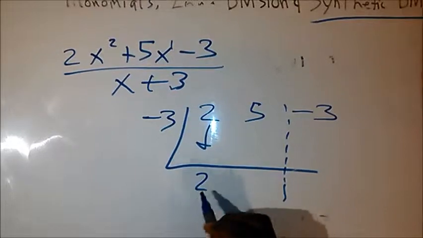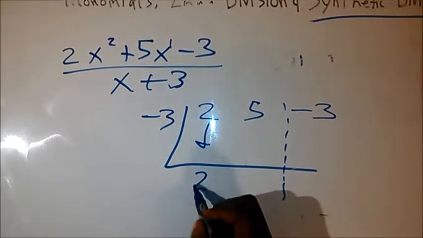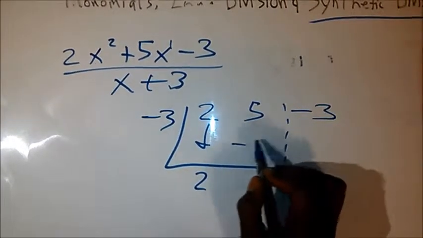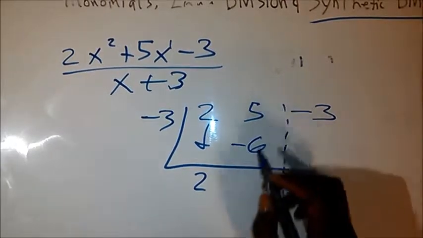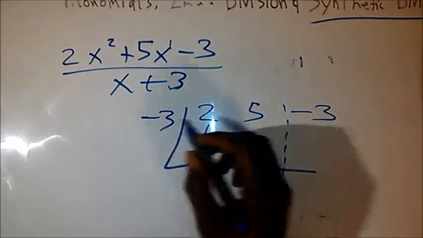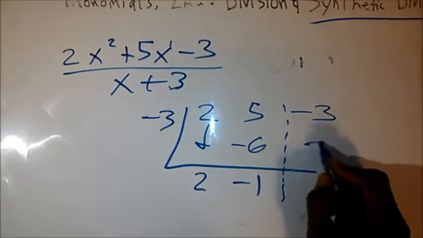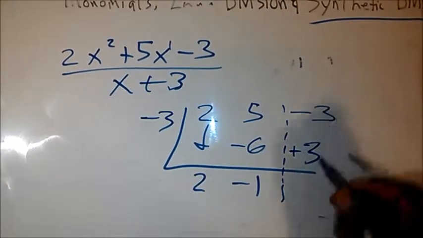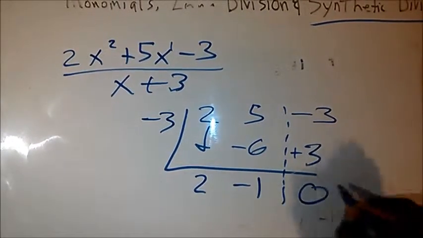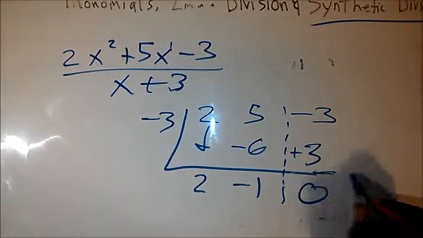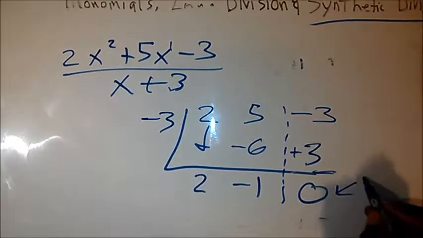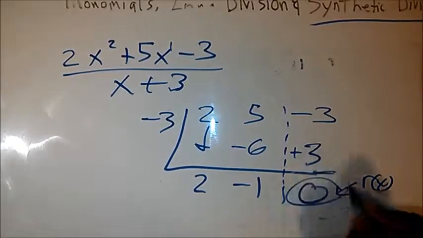Bring down a 2 here. 2 times negative 3 is going to be negative 6. Negative 6 plus 5 is negative 1. Negative 1 times negative 3 is going to be positive 3. Negative 3 plus 3 is going to be 0. Our remainder, our r of x, is 0.